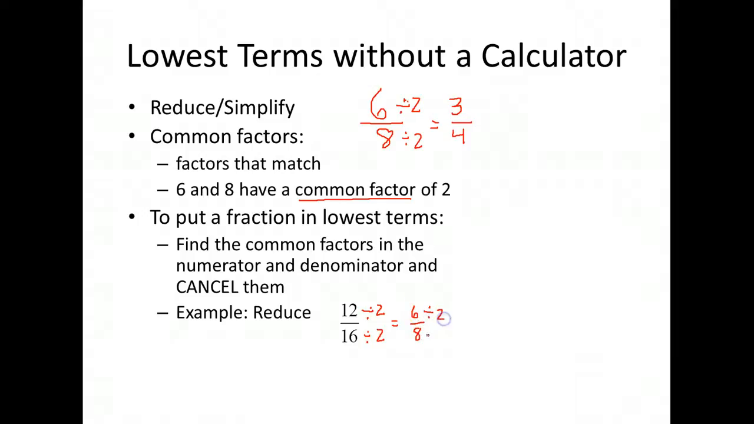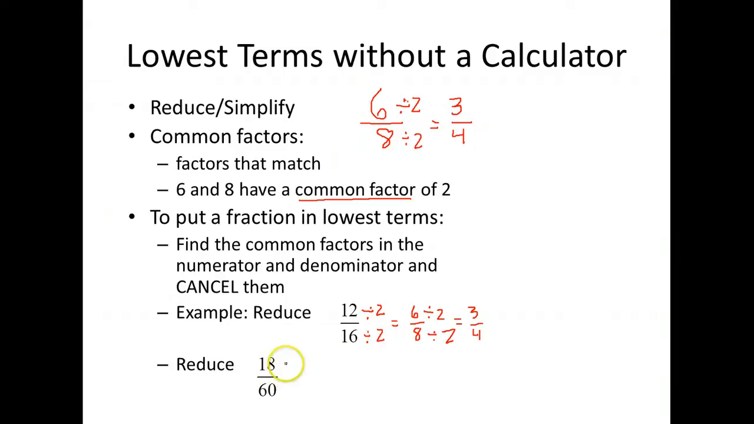Don't worry if it takes you more than one step to reduce. So I do 6 divided by 2, and 8 divided by 2. I am not very gifted with this pen. I hope you forgive me. So we get 3 over 4. So 12 over 16 is the same as 3 over 4. Now you could have done it in one step by dividing the top and the bottom by 4, because 4 goes into 12 and 4 goes into 16.